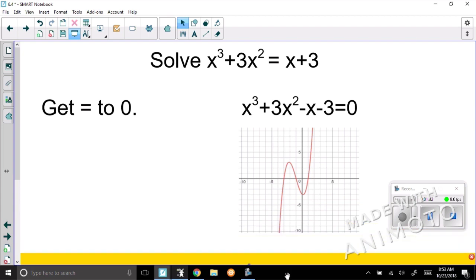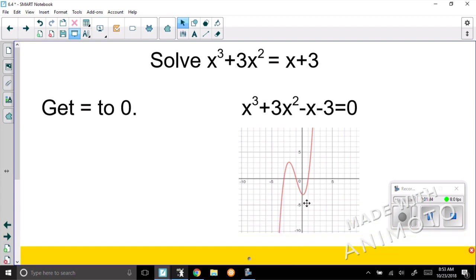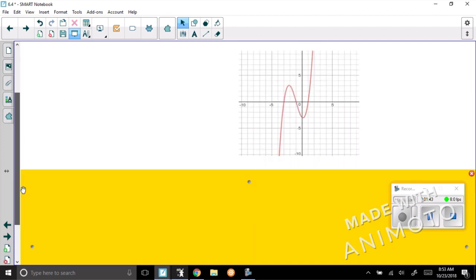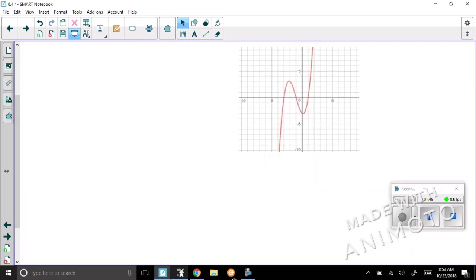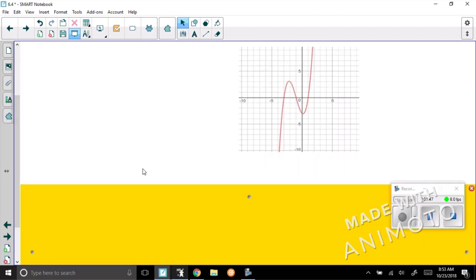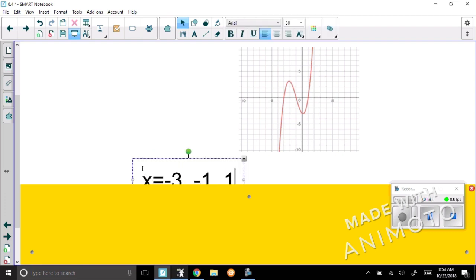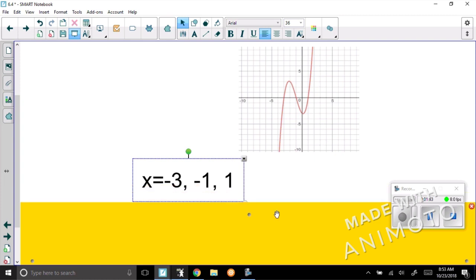I actually put this on Desmos. Looking here, you can see very easily that it crosses at -3, -1, and 1. So those are my zeros, or x equals... oh, I didn't put it on here. Thought I did. x equals -3, -1, and 1 are my zeros.